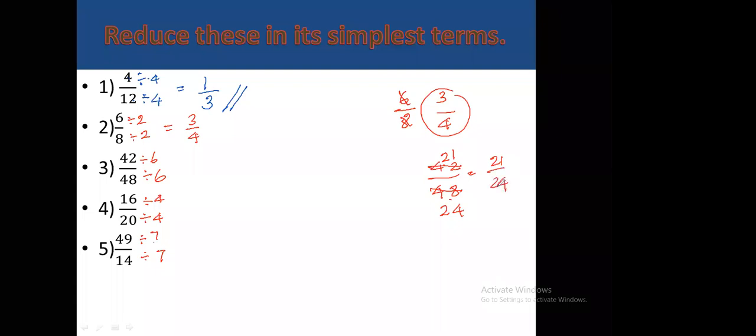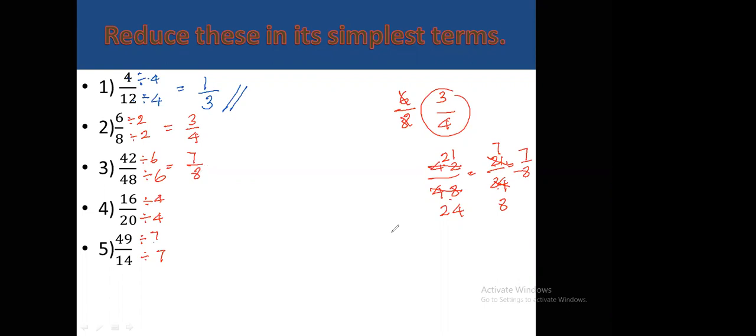This 21 over 24 is divisible by 3. How many 3s here? 7. How many 3s here? 8. Then 7 over 8. Our answer is 7 over 8. If someone knows the 6 times table straight away, you can write 7 over 8.